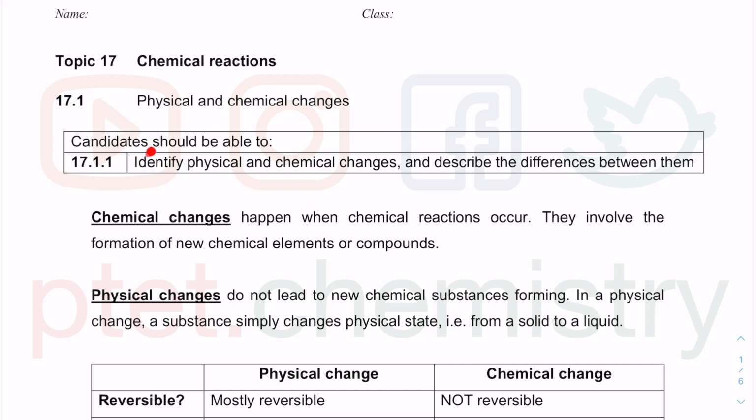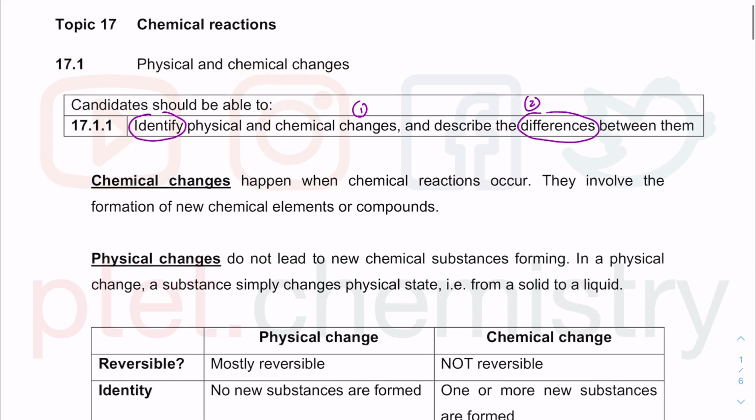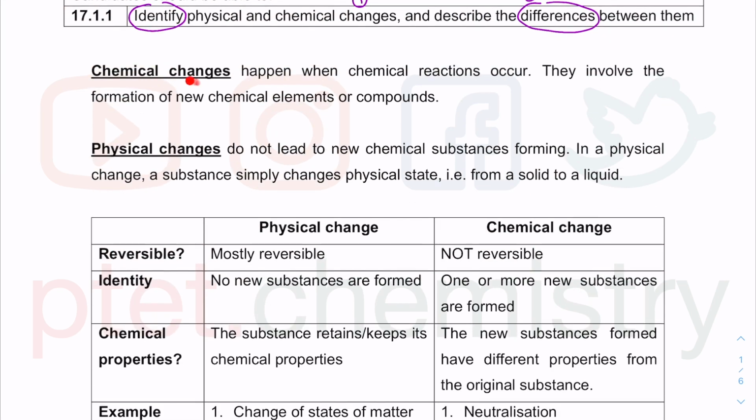So stated in the curriculum, candidates should be able to identify. So they just need to be able to state what is physical change and what is chemical change, and what is the big differences between them. So there are two bits to this syllabus. First of all, what is physical, what is chemical change, and the other one, what is the difference between these two different changes.